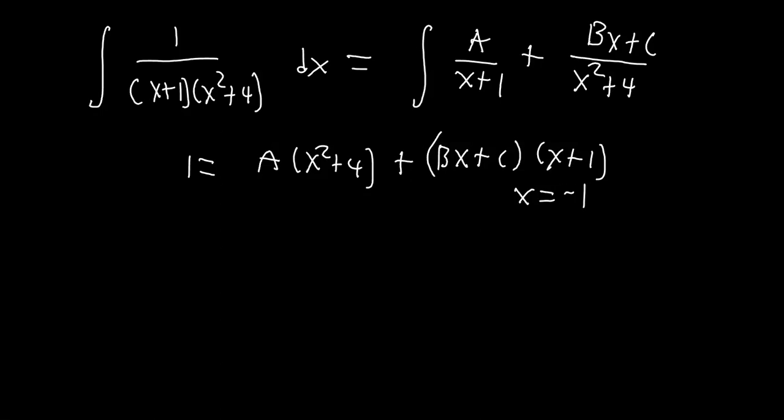So when we do that, we're going to have 1 equal to 5 times A, and A is just 1/5. Okay, so I'm just going to write 1/5 over here so we can keep track of everything. Let me just erase all this. Okay, so now we know that A is equal to 1/5. So we can rewrite this equation as 1/5 times (x squared plus 4), and then here's the part where we kind of have to factor now.